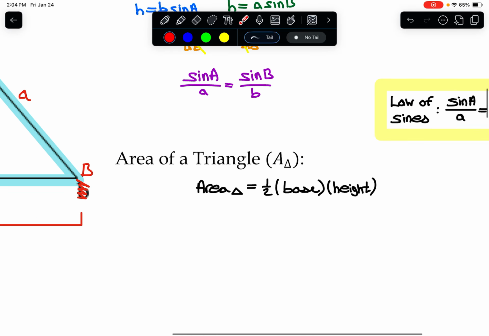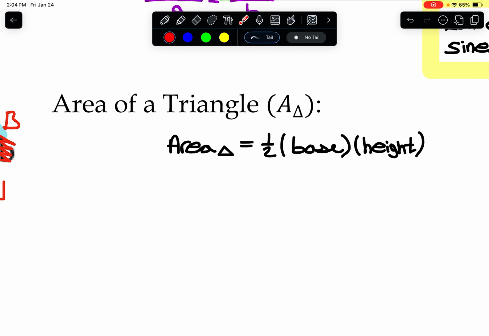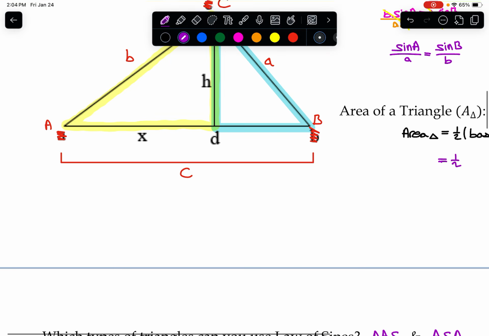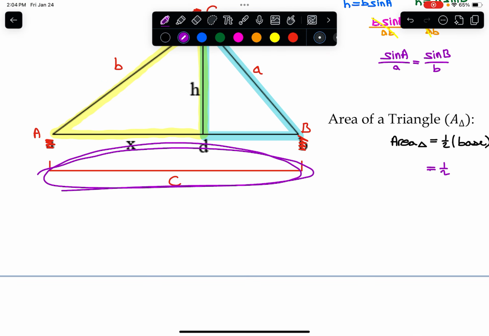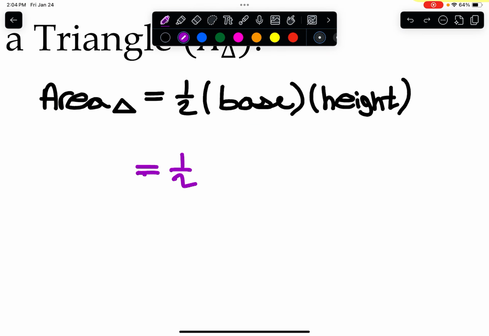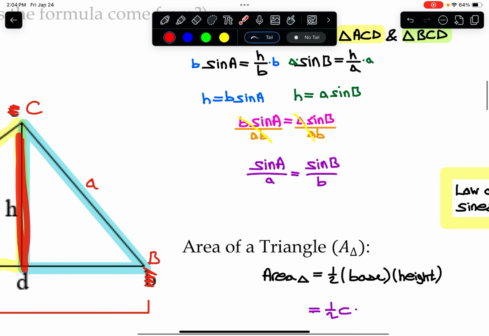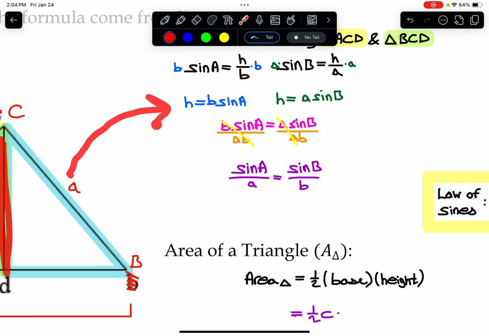All right, and then if I want to find the area of this triangle, well, we know the area of a triangle is going to be half the base times the height. So for the first part, I'm going to leave it as 1/2. And then in this triangle, the base in this case is actually going to be C. So I'm going to have C times the height, which is going to be my H value over here, which we mentioned over here that my H value is either B sine of A or A sine of B.